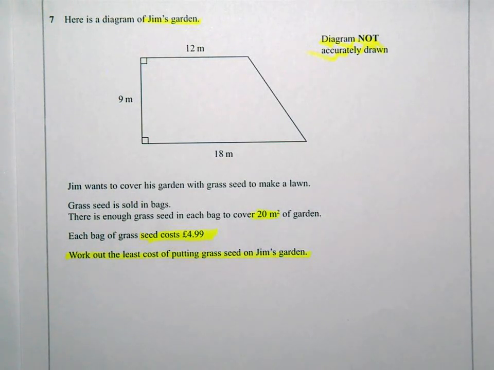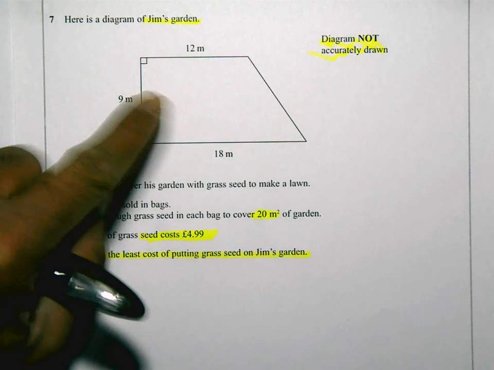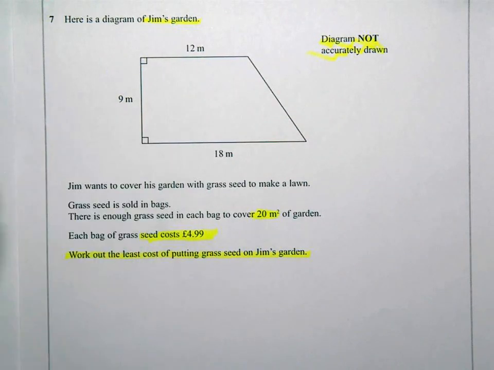So this is a multi-stage question and it's made up of several different parts. What we need to do is to try to break it up into stages. In order to work out how much money he needs to spend on grass seed, I need to first of all work out the area of the lawn and then decide how many bags of grass seed that he needs. And once I know how many bags, I can work out the cost of the bags and therefore the total cost of the grass seeds.